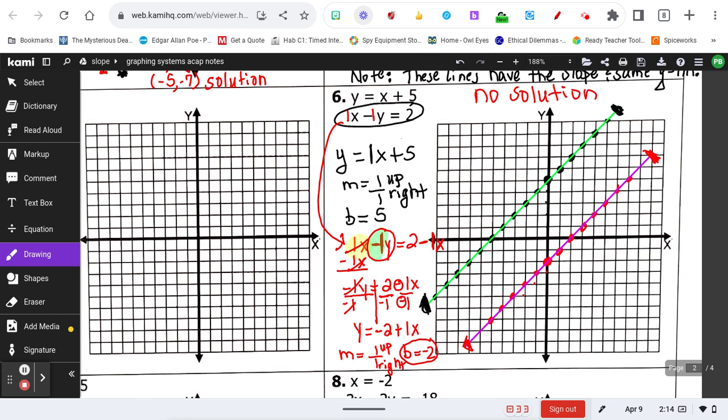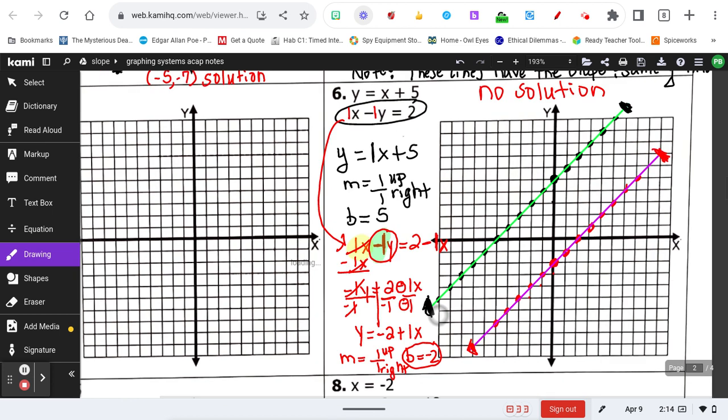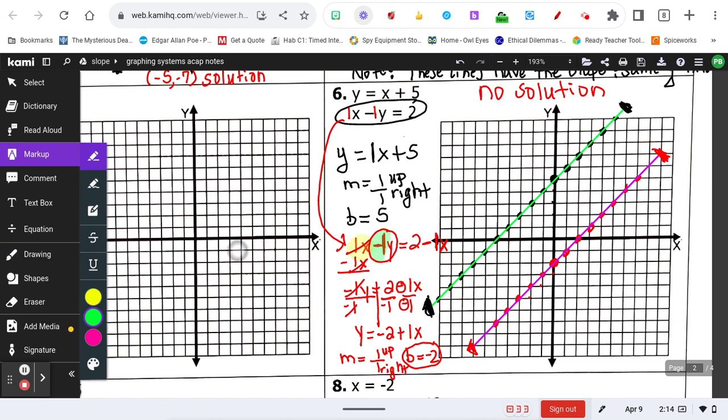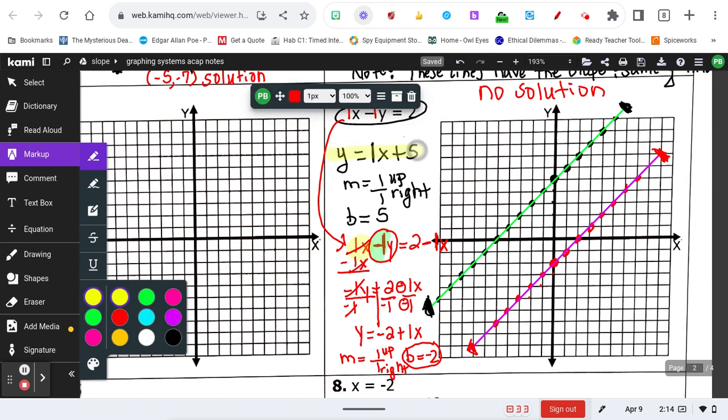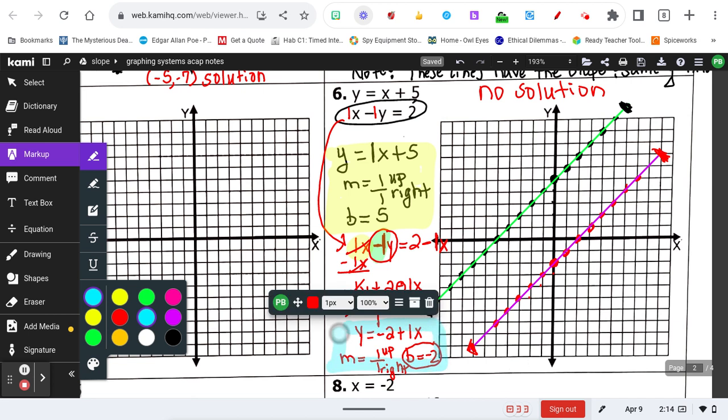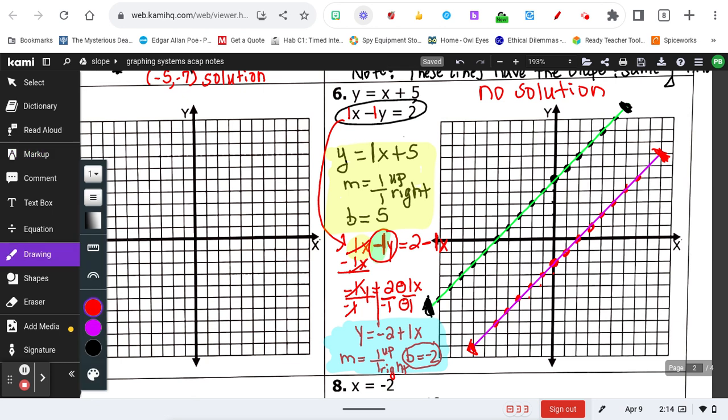Now let's talk about what we see in common between these two in the equation. So let's go back to the equation. I want you to focus on this equation and the slope and the y-intercept. And then I want you to focus on the bottom equation and the slope and the y-intercept. Let's see what we noticed, okay? All right, so what was the slope in this one? The slope was 1/1. Well, what was the slope in the bottom one, the other equation? It was also 1/1.